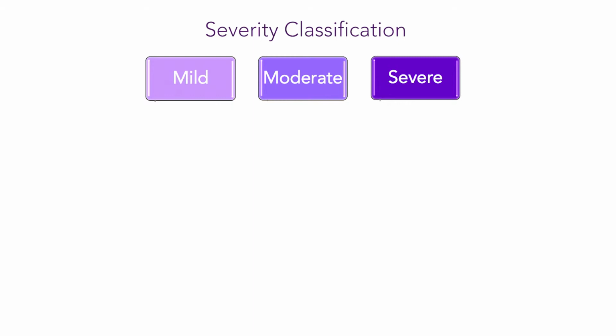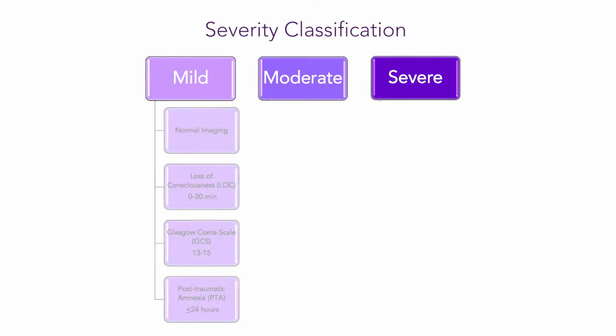The relationship between these indicators and the severity of injury are shown in these figures. Let's look at a mild TBI. Across the indicators, you can see there is normal imaging findings, a total GCS score of between 13 and 15. Again, that's the highest possible score here. A loss of consciousness of less than 30 minutes, and a PTA of less than or equal to 24 hours.